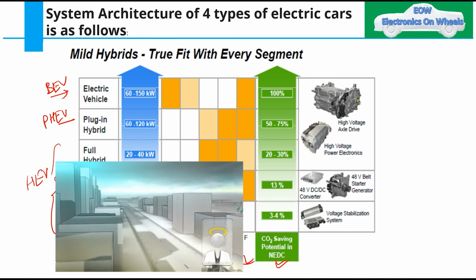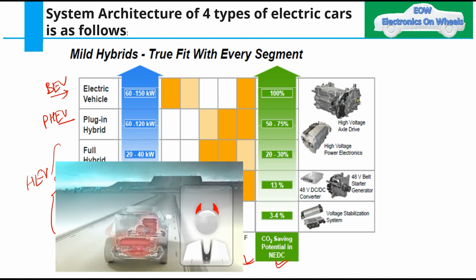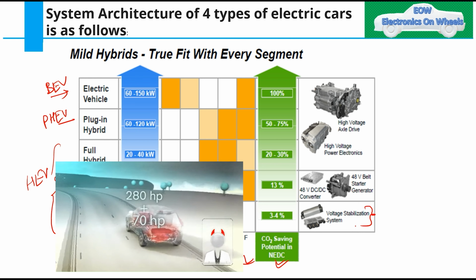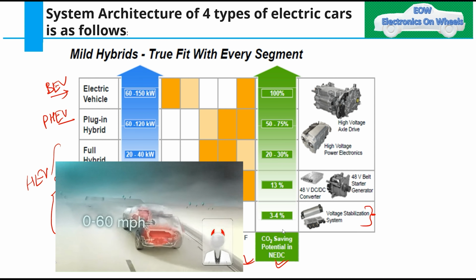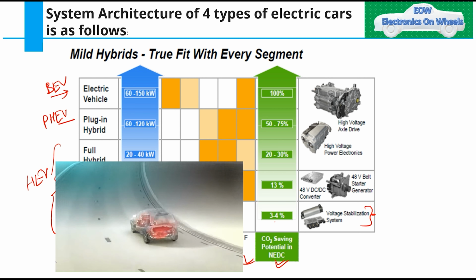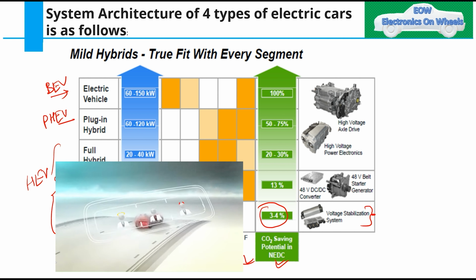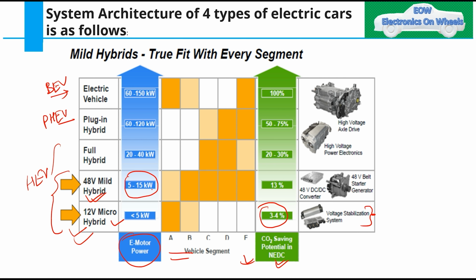Here, if you see the 12-volt micro architecture, you will have the motor, but motor power would be less than 5 kilowatt, and you only have to use a voltage stabilization system. Other than this, you have no need to use any additional component. Where you use the 12-volt micro architecture, you will be saving only 3 to 4% of CO2. Then if you have 48-volt mild hybrid, you are using 5 to 15 kilowatt of e-motor power, and you save 13% on CO2.